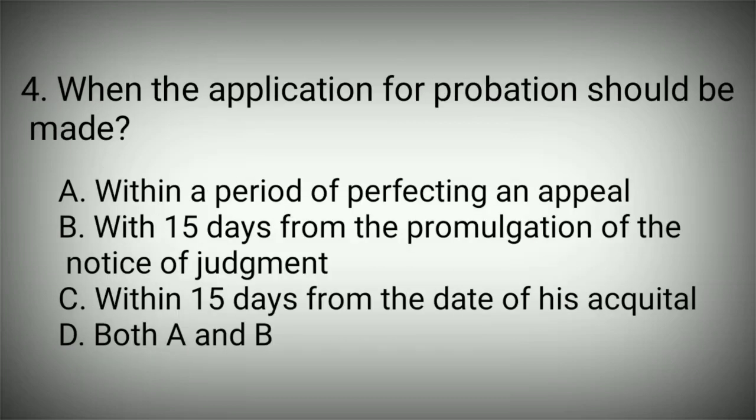Question number 4. When should the application for probation be made? A. Within the period of perfecting an appeal. B. Within 15 days from the promulgation of the notice of judgment. C. Within 15 days from the date of his acquittal. Or D. Both A and B.